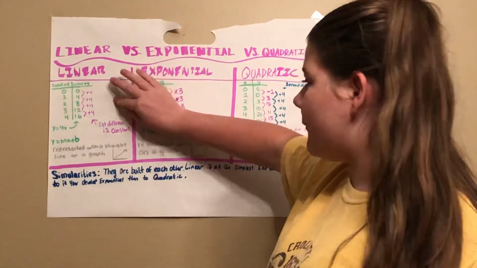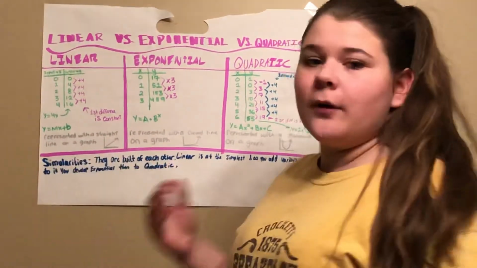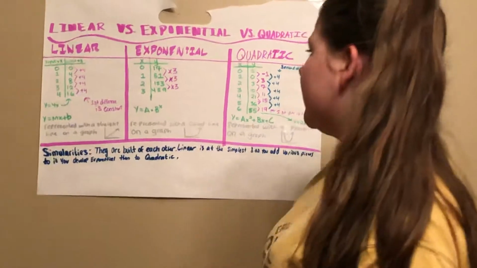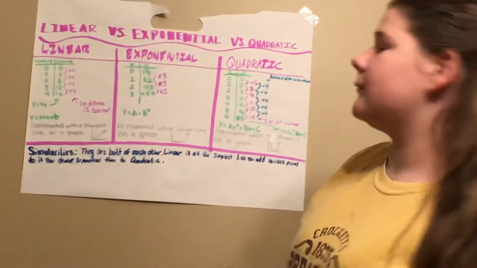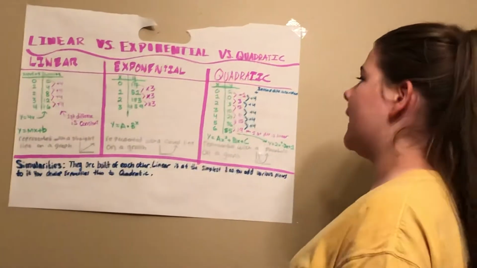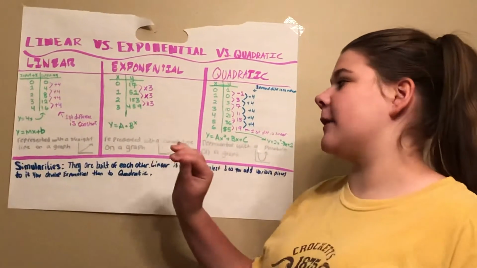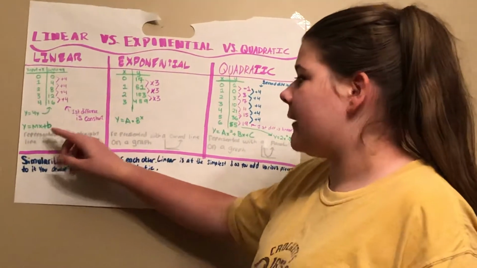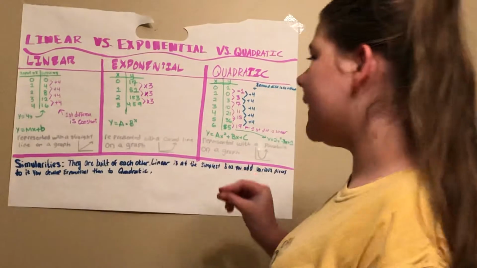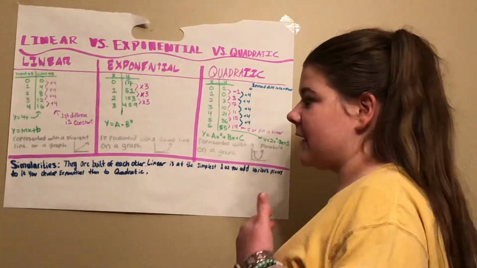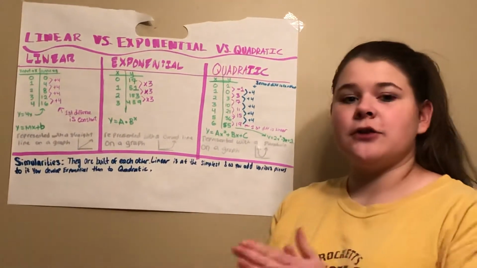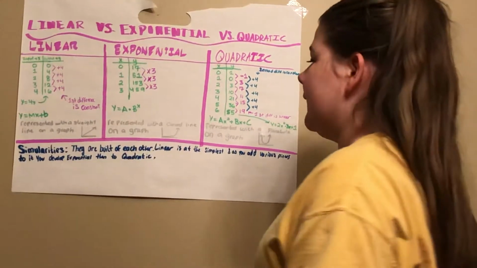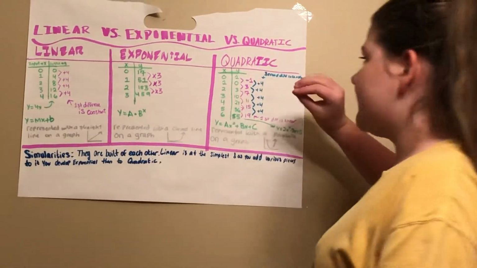in the example. The format for writing a linear function, which is different than writing an exponential or quadratic function, is that you write your equations as y equals mx plus b. And if you show it on a graph as a different representation, it is represented with a straight line on the graph. Now moving on to exponential.